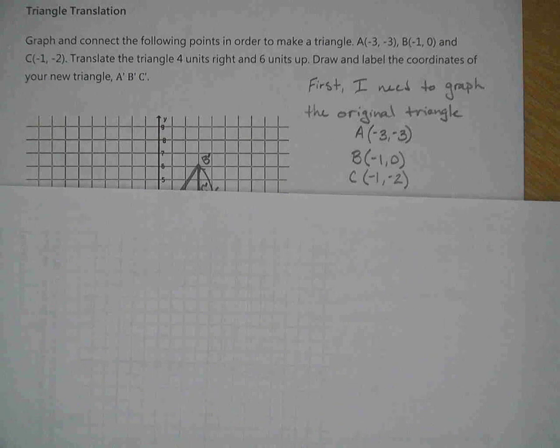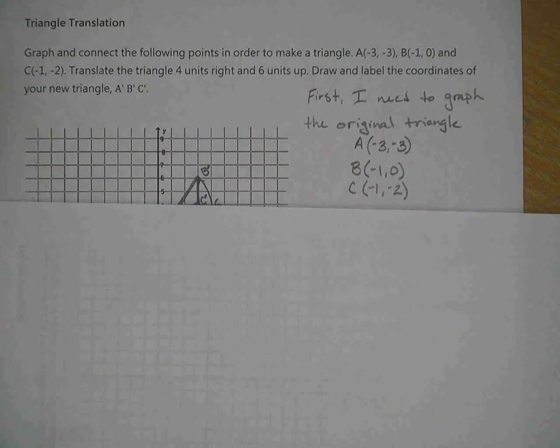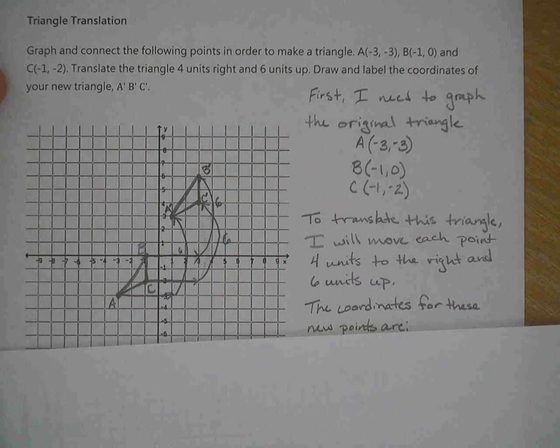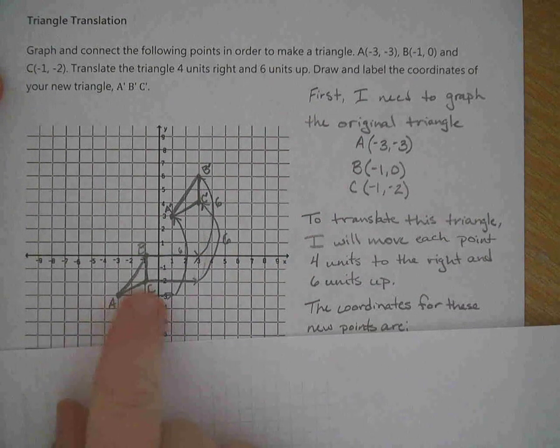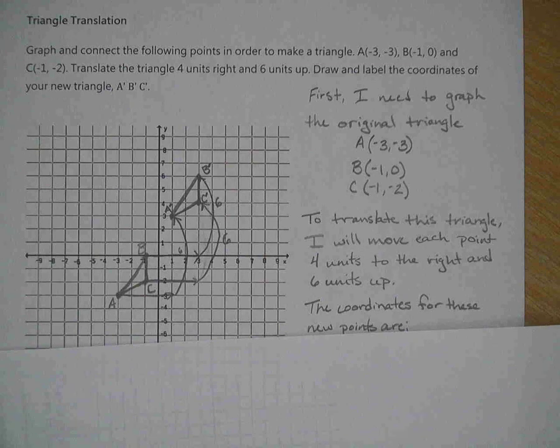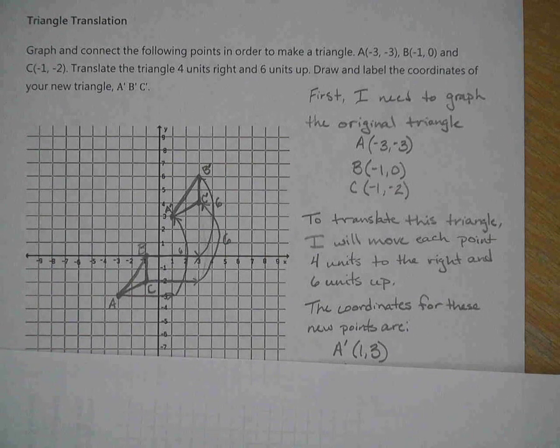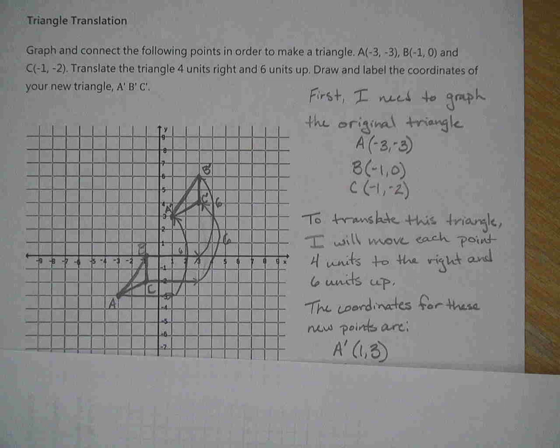So it says first I need to graph the original triangle, and I give you the points A, B, and C. And I've graphed those points over here, A, B, and C. Obviously it says that you need to do them in order to make that figure, and with a triangle it doesn't really matter because you wouldn't have any way to draw one point to the wrong point. They just all get connected.